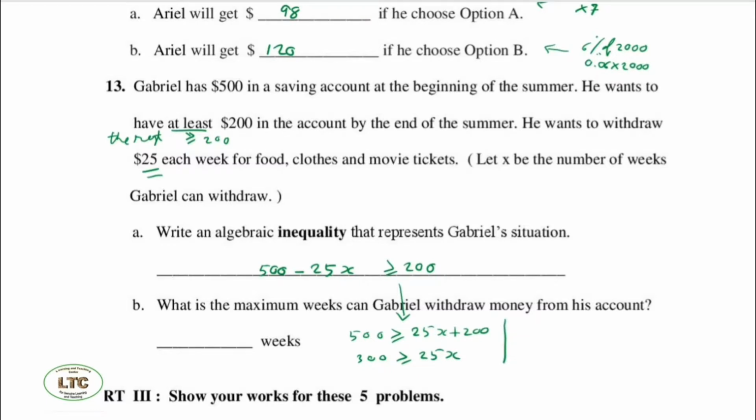I will divide 300 by 25. Use calculator. If you divide 300 by 25, you get 12. If you divide 25x by 25, you get x. So if you write x on the left, x is smaller than or equal to 12. So you cannot take out $25 more than 12 weeks. So the maximum number of weeks is 12.